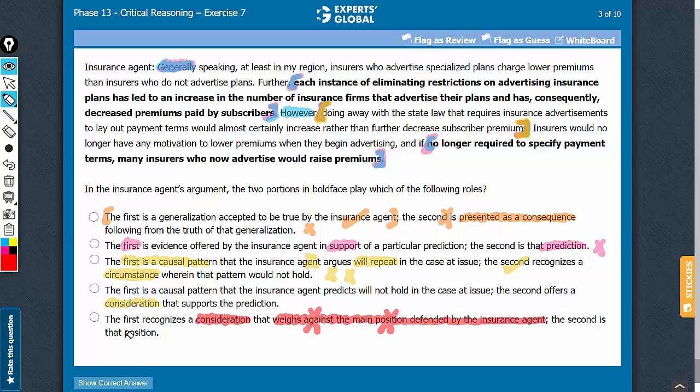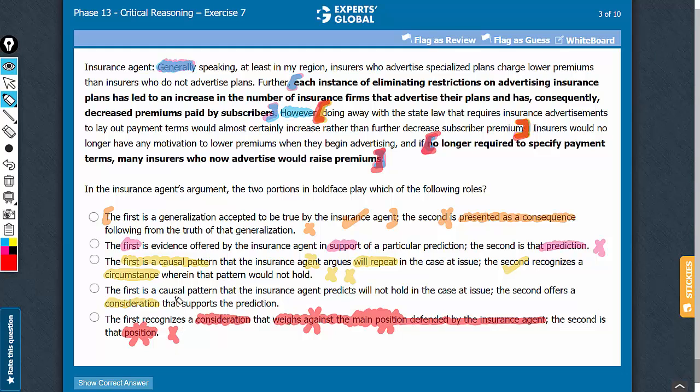And then even for the second half, the second is that position. What position are we talking about? We are talking about this position being the main position, which is not the case. The second boldface is not the main position. The conclusion lies here. So calling the second boldface the main position is also incorrect. Answer choice E is probably the worst of the 5 answer choices.